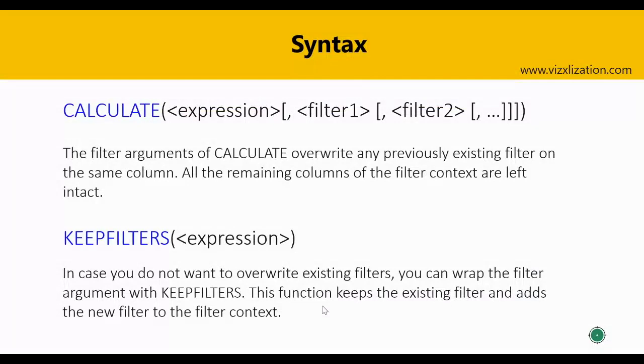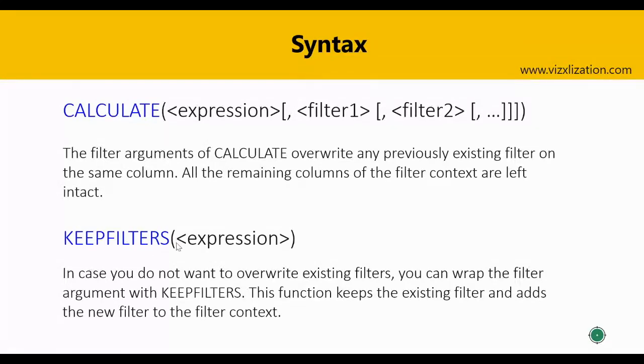So before we jump into the exercise, let's take a quick look at the syntax of each function, okay? So for calculate, you guys might be familiar with this function. If not, I'm going to share a link as well because I have a tutorial about this function. So calculate has two parts basically. We have the expression and we also have the filter arguments. The filter arguments of calculate override any previously existing filter on the same column. All the remaining columns of the filter context are left intact. So this is very important, okay?